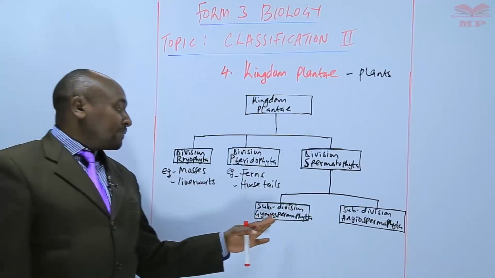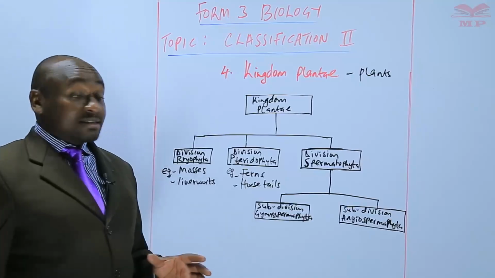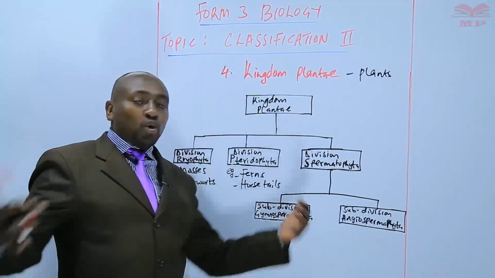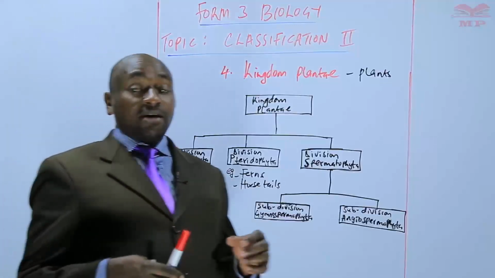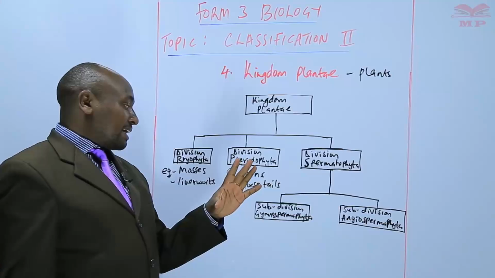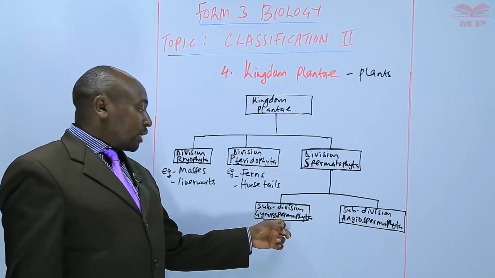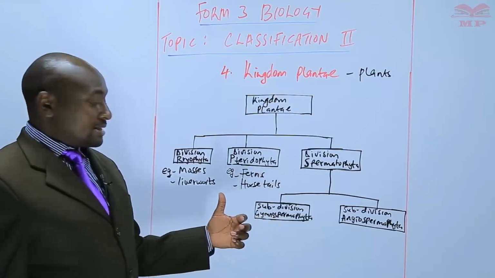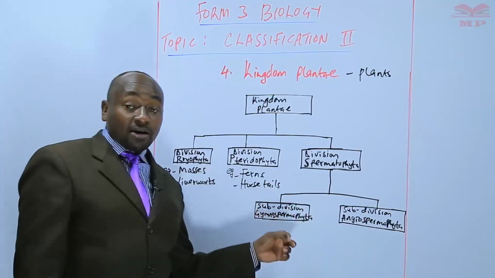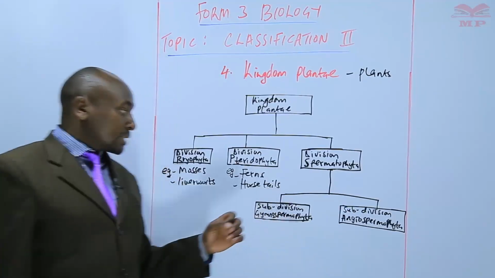Basically, these are the plants that have their seeds not borne within the fruit. The seeds are not enclosed within the fruit. In other words, we refer to them as naked seeds. Their seeds are naked. They are also not borne from flowers. So the seeds are not borne from the flowers, but instead they are borne from the cones.